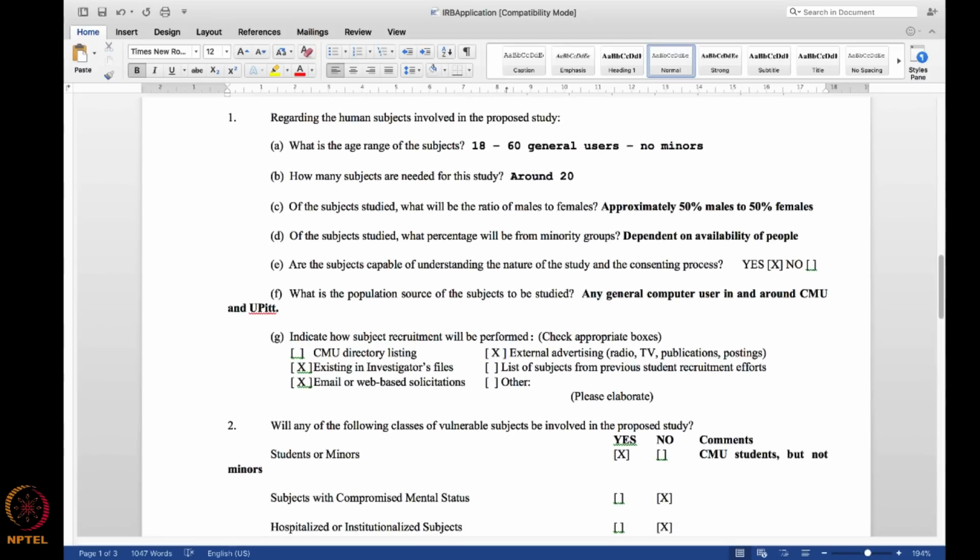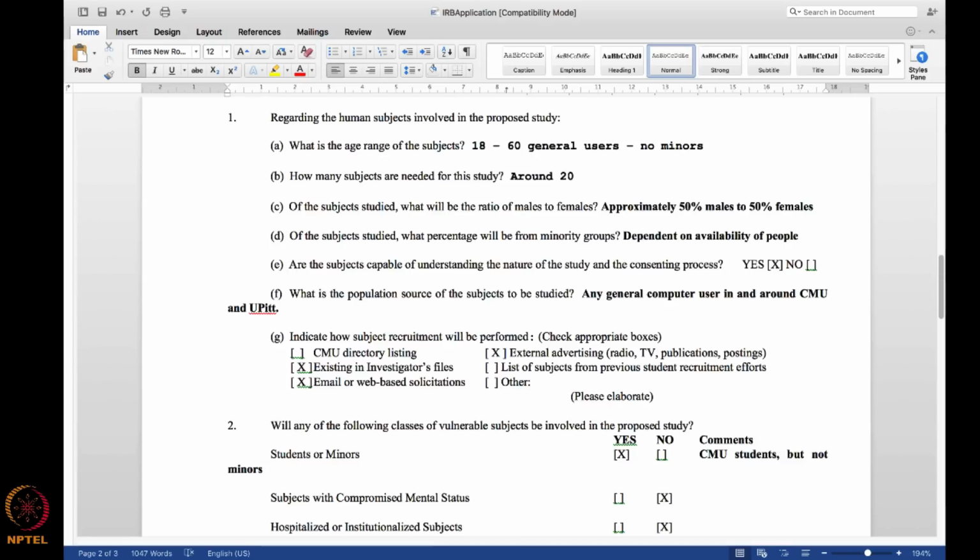Here are some important things that you want to keep in mind while creating these kinds of forms in your own institutes or wherever you want to apply this kind of information. What is the age range of the subjects? Generally, you want to mention the age group that you want to collect the data from. How many subjects are studied, and what will be the ratio of male and female?